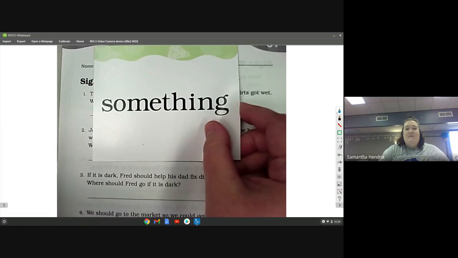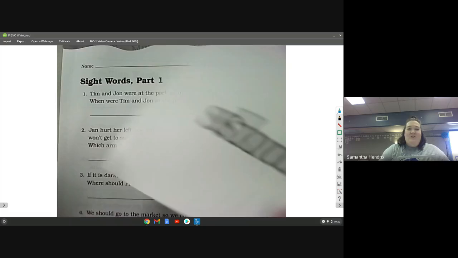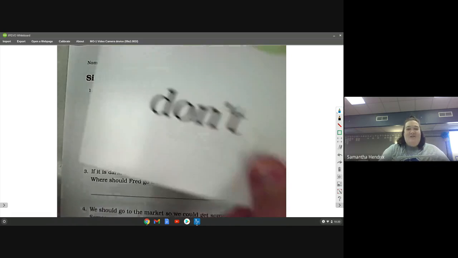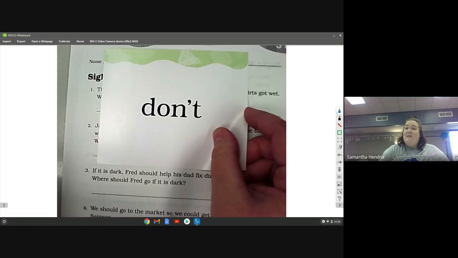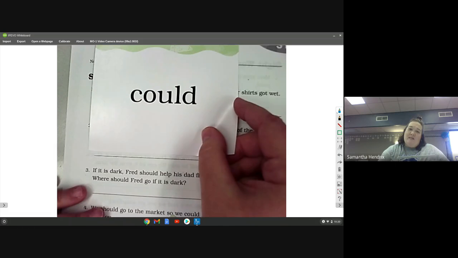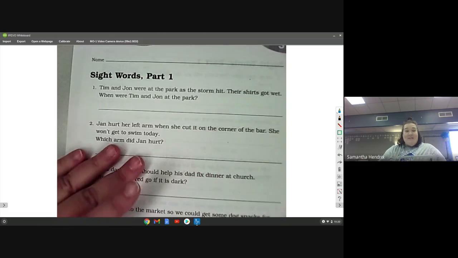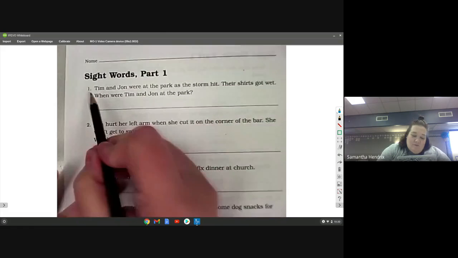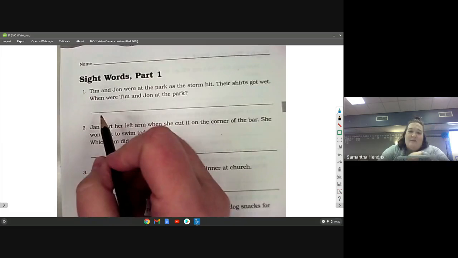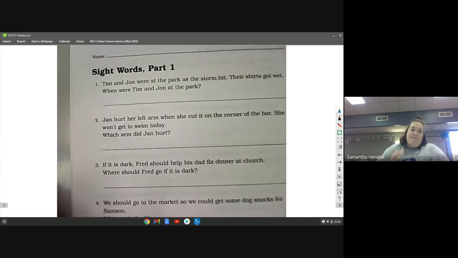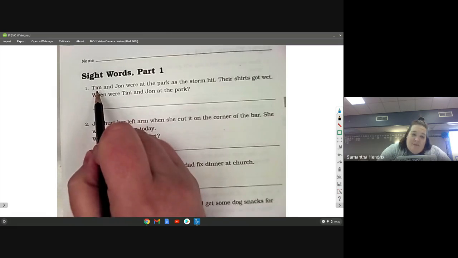Something. I need help remembering something. Should I drink coffee? Yes. Don't look in the closet. Could you bring me some coffee? Okay, those are your sight words, okay? So, everything else on here is codable. I'm going to read these and answer the questions with you, and then you have to do the back by yourself, okay? So, for right now, you try to read it with me.